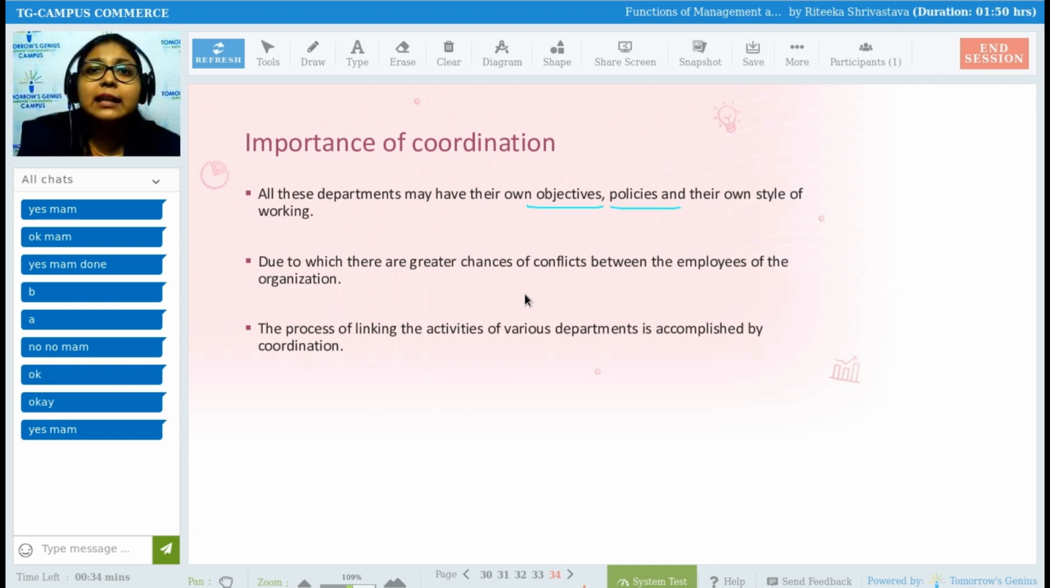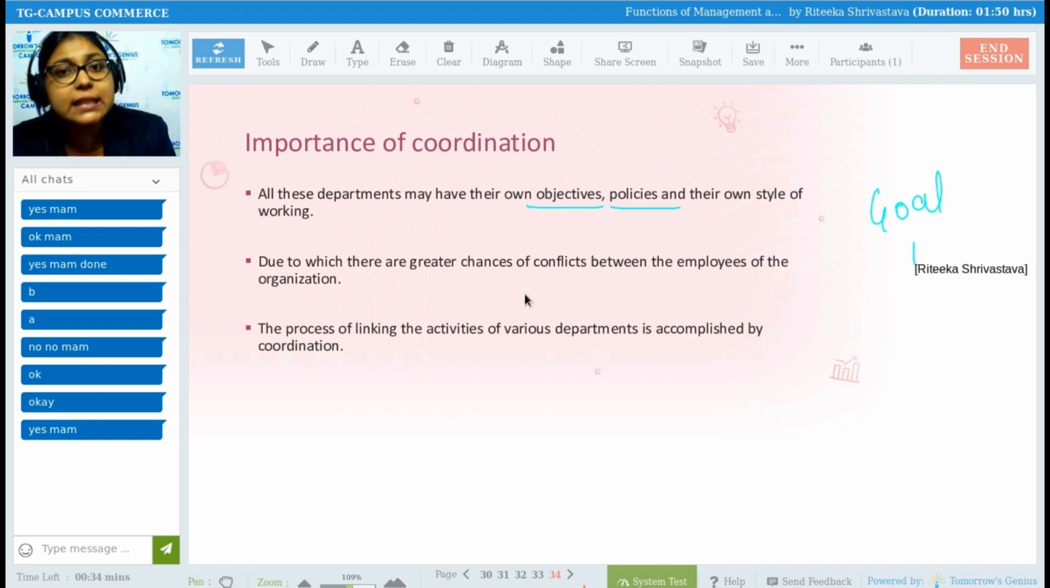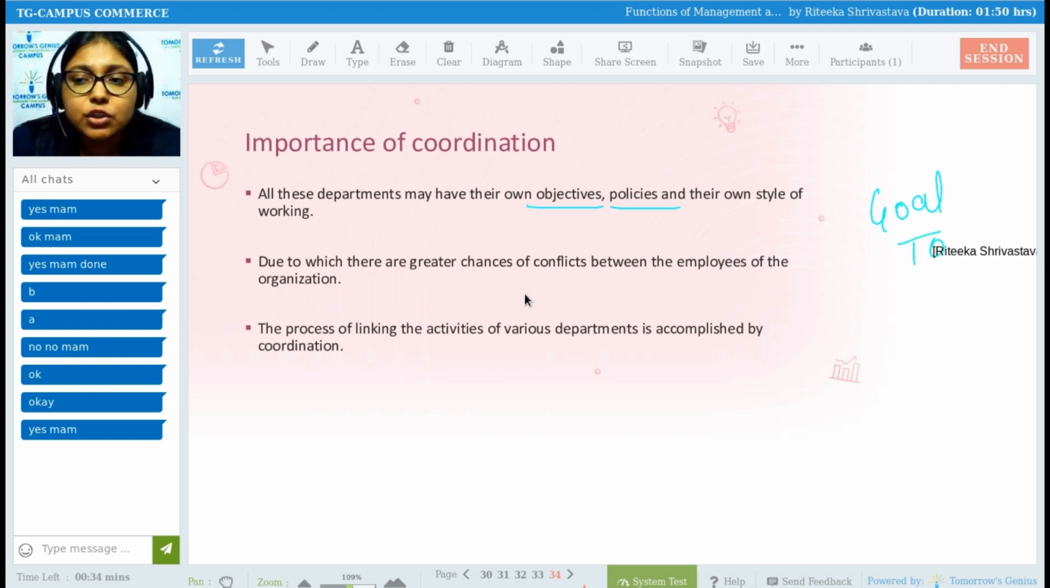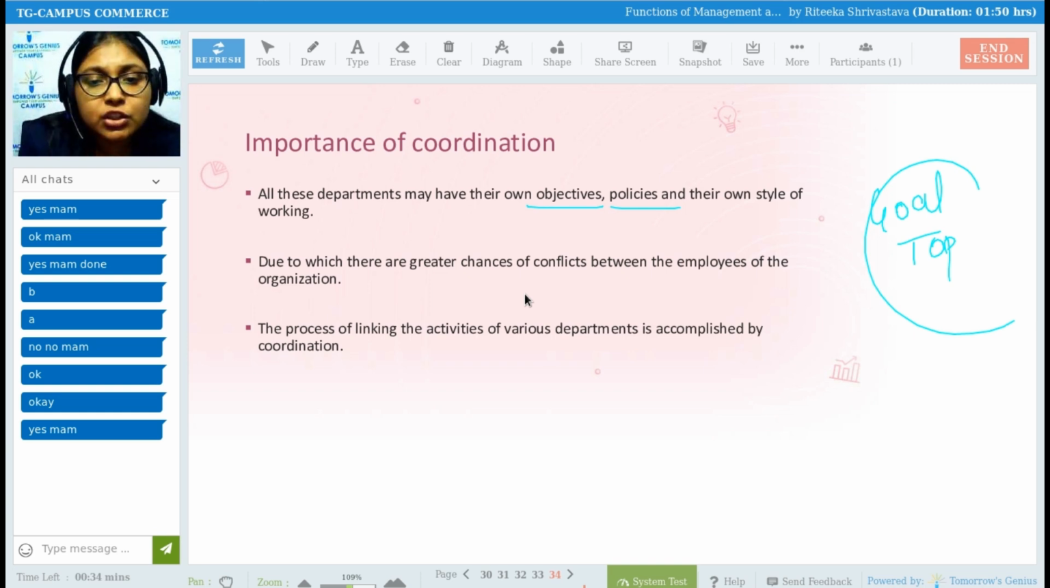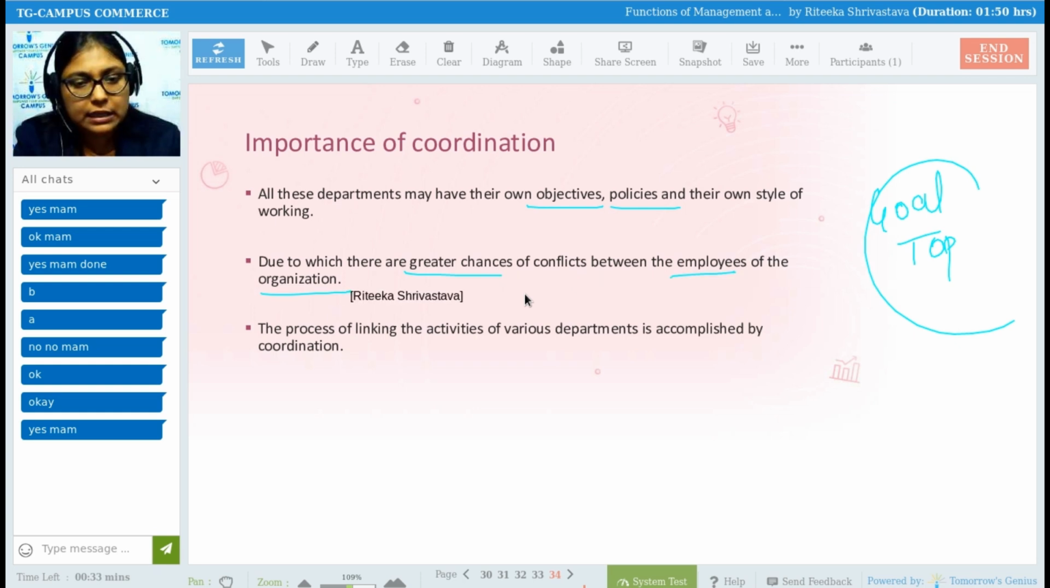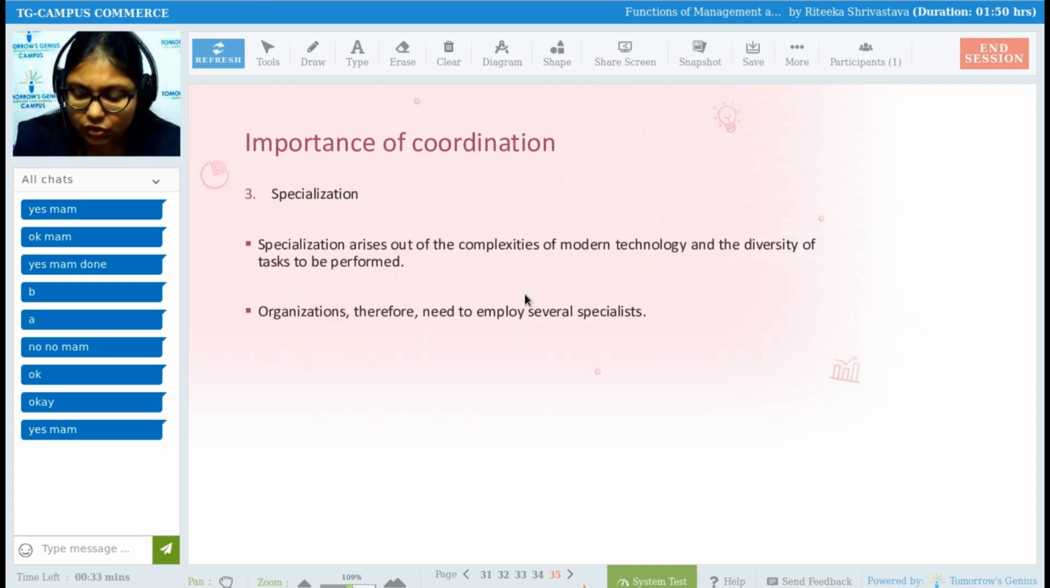Yes, of course, as we said, the goal for the whole organization is one and the same, made by top level management. But we also said that every department can make its own goals, objectives and policies to work. That is fine. But ultimately, the entire organization's goals remain the same. Due to this, there are greater chances of conflict between the employees of the organization. The process of linking the activity of various departments is accomplished by coordination.